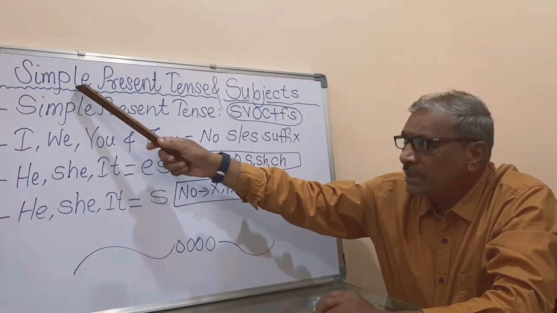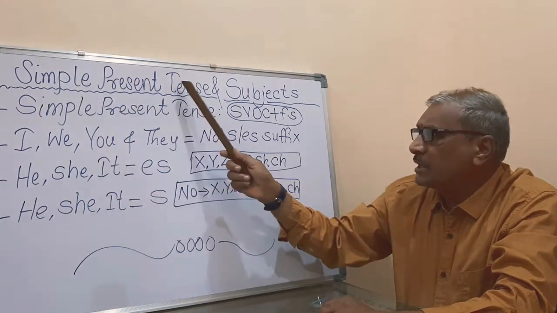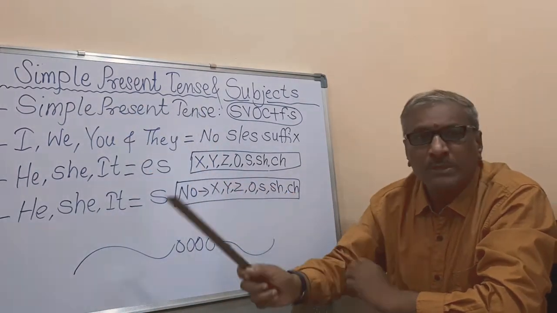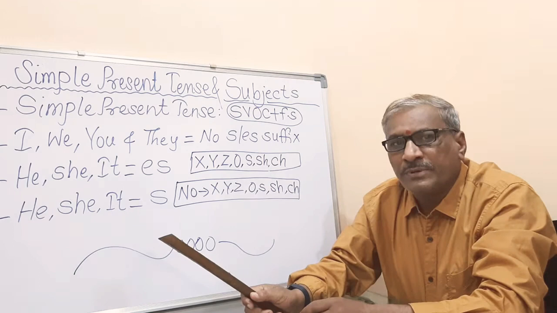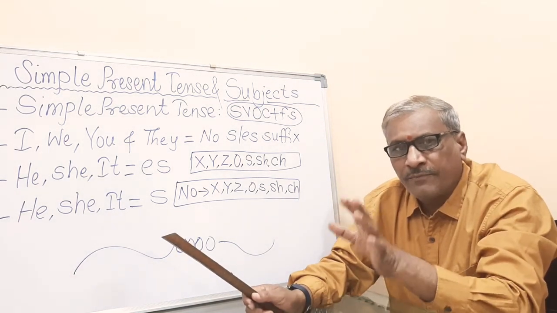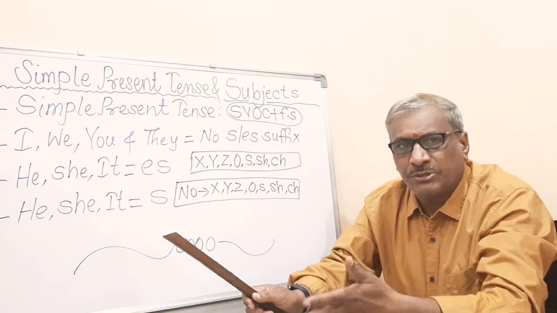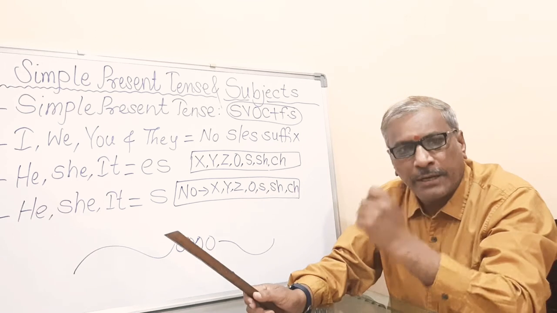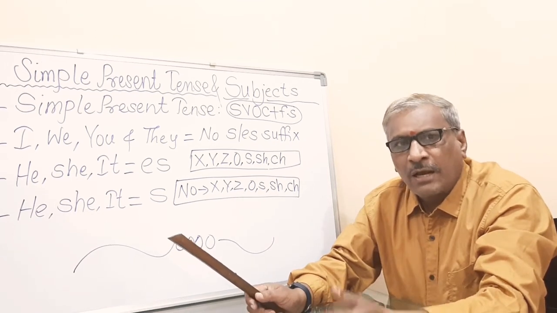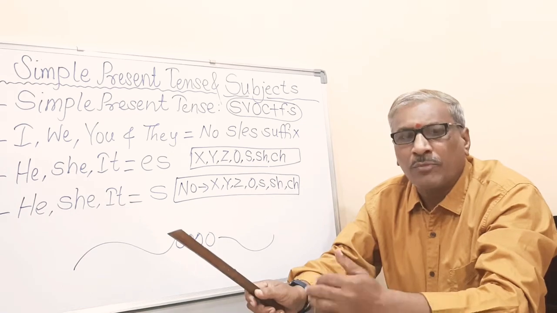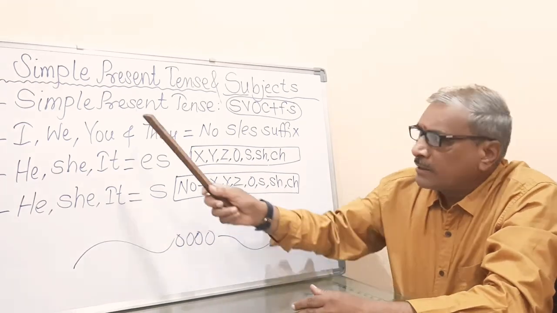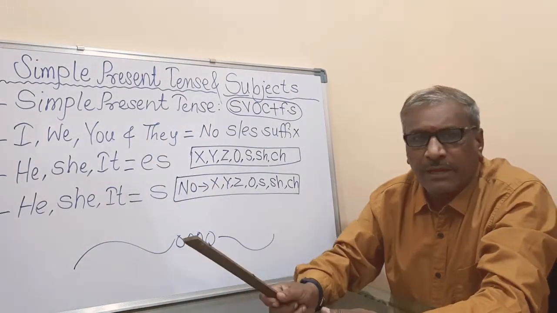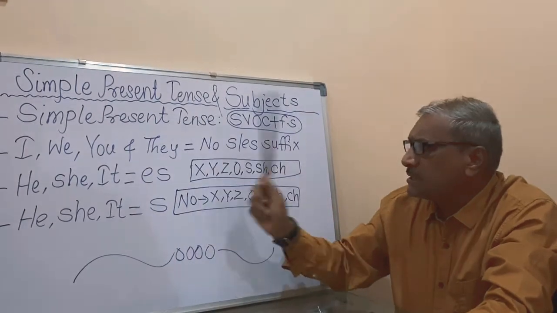Now we will see the topic simple present tense and subjects. Now simple present tense means what? What is the simple present tense? The simple present tense is the tense in which we can write, we can talk about the daily routine, about our habits, about our universal truths, and about our hobbies. So, all these matters we can write and we can speak with the help of this simple present tense.